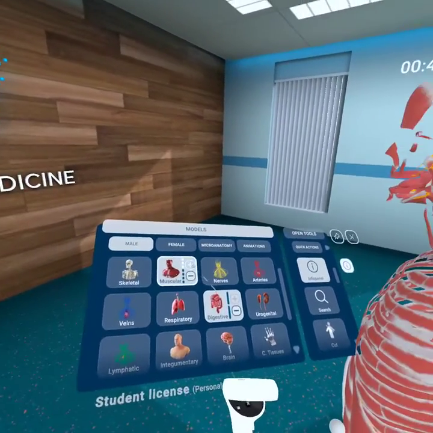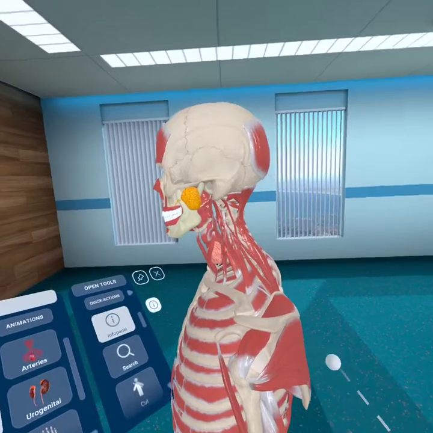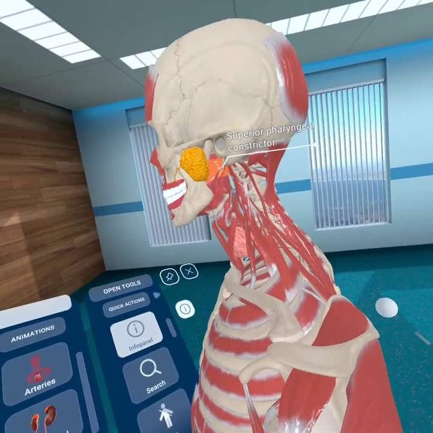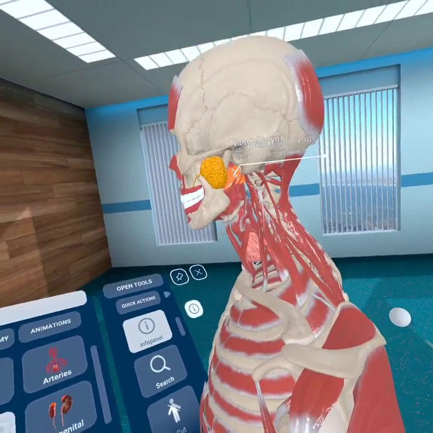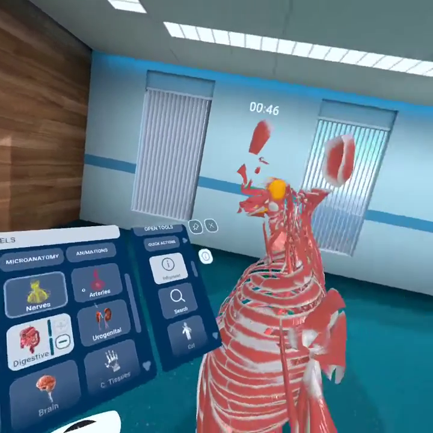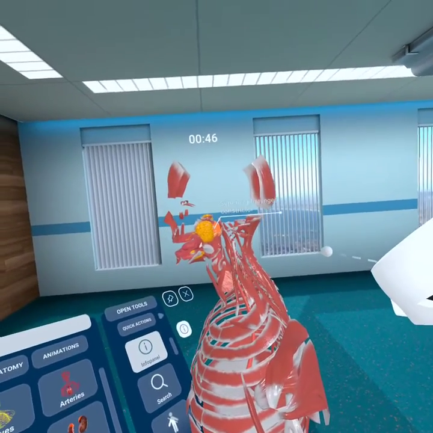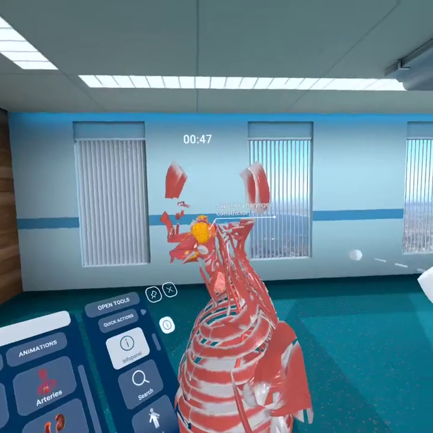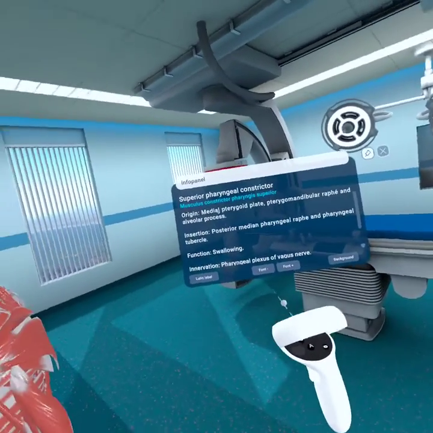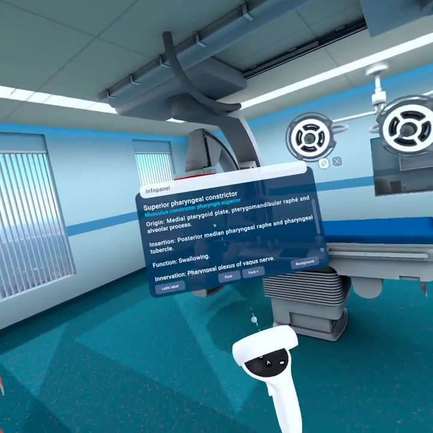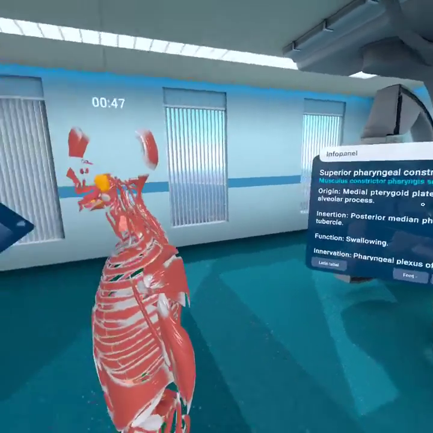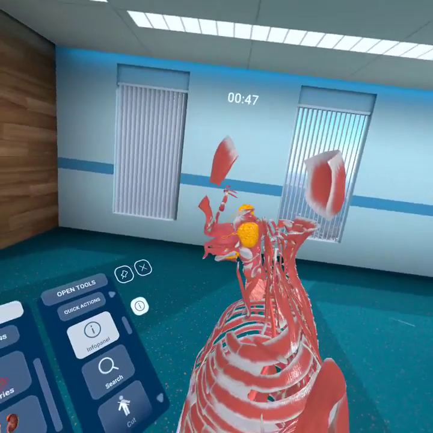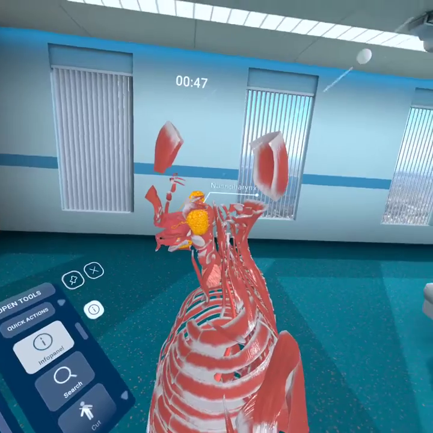So if I bring it back, or even if I pop in to right where the nasopharynx is, that's where our first muscle that she talked about is, the superior pharyngeal constrictor. And for our superior pharyngeal constrictor, it originates from the medial thyroid plate, which would be somewhere up here.